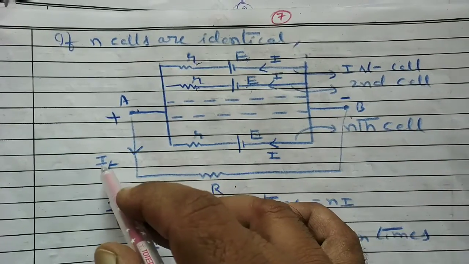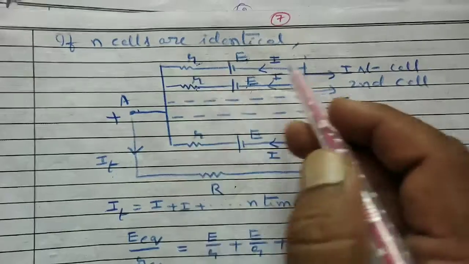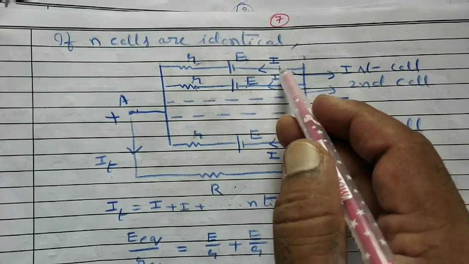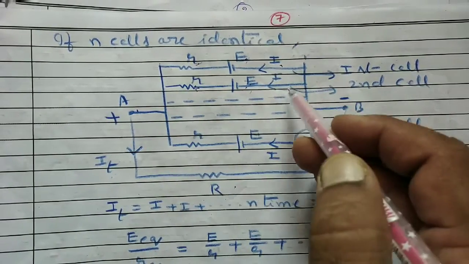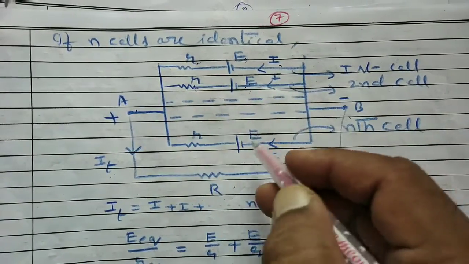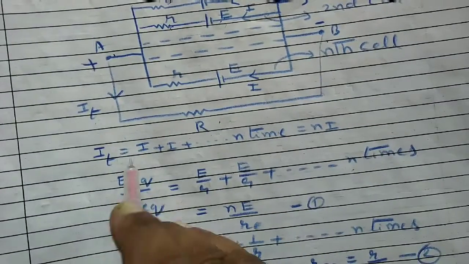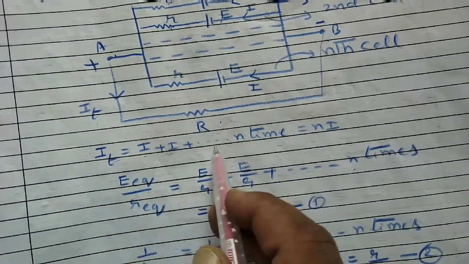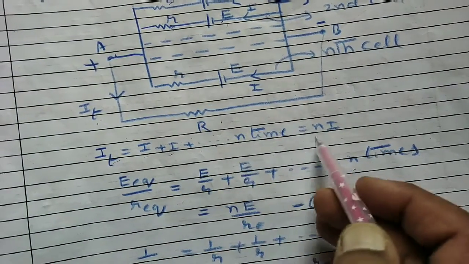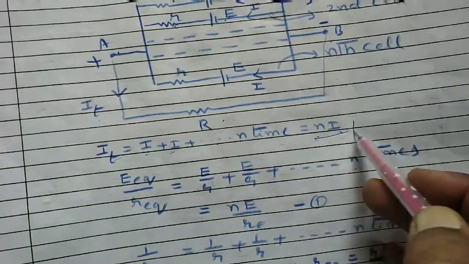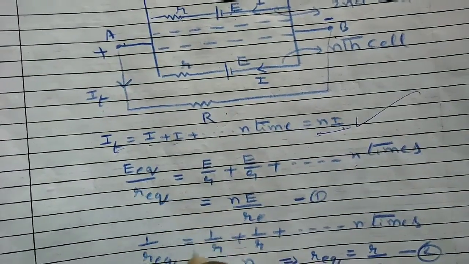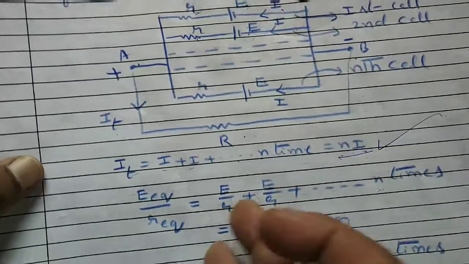The total current I am showing as IT, and the individual current is I instead of I1, I instead of I2, like that. So the total current IT should be equal to I plus I, and so on. How many times I? N times. That's why the total current is nI. This is one equation. Next, the same formula we got, we have to use here.